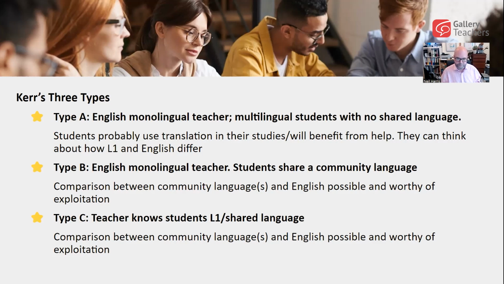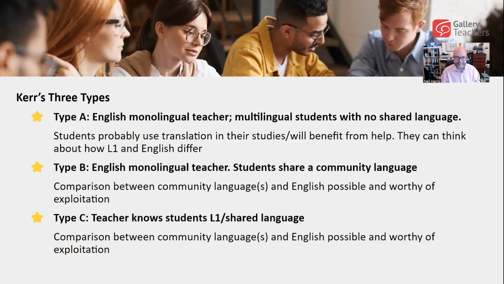So type A is an English monolingual teacher. She teaches students who come from different language backgrounds, and there is no shared language. Now, the students will probably use translation themselves, and probably often quite badly. You know, the little dictionaries that students used to arrive with are about that big. And I think one way of working with them is getting the students to think for themselves about the differences between L1 and English, the target language.